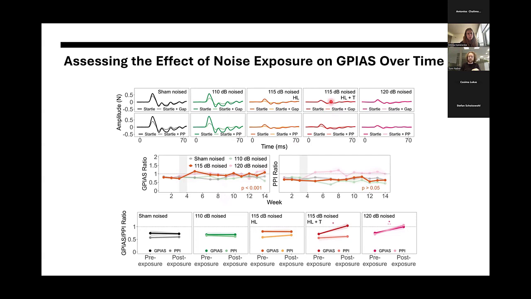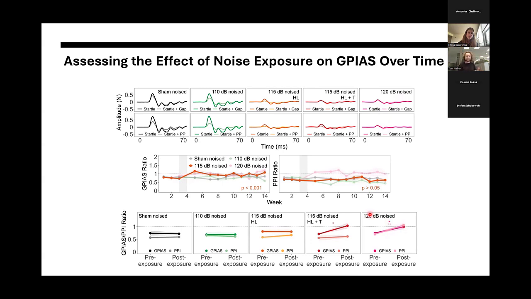And if we look at some individual animals here, you can see that indeed now the startle amplitude with and without the gap is the same because these lines are perfectly overlapping. But this animal still has intact gap detection. So it looks like some animals are getting behavioral evidence of tinnitus according to GPIAS and some don't with 115 dB. And at the 120 dB noise exposure, we know that these animals cannot hear the background sound anymore because if we replace the background sound and gap by just a noise pre-pulse, then that also doesn't induce inhibition anymore. So that means that these animals cannot hear the background sound anymore.